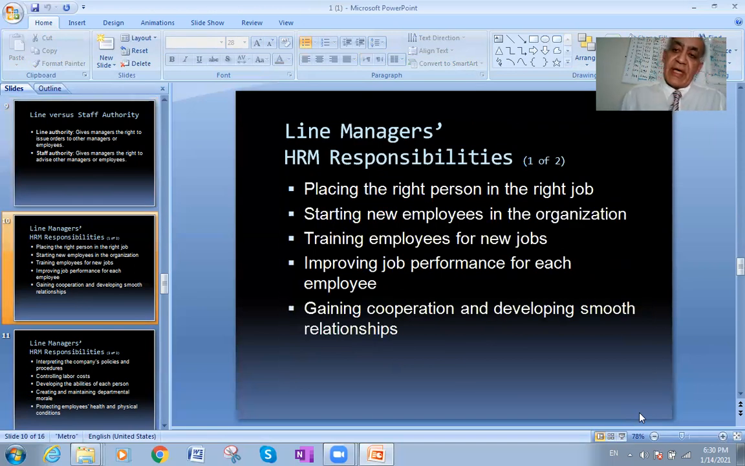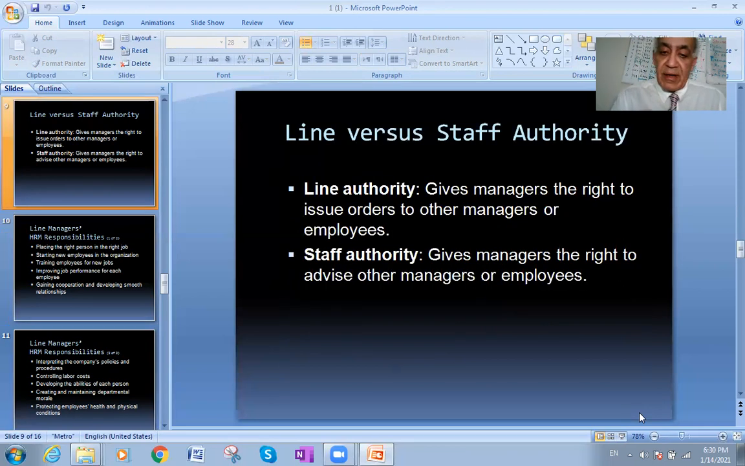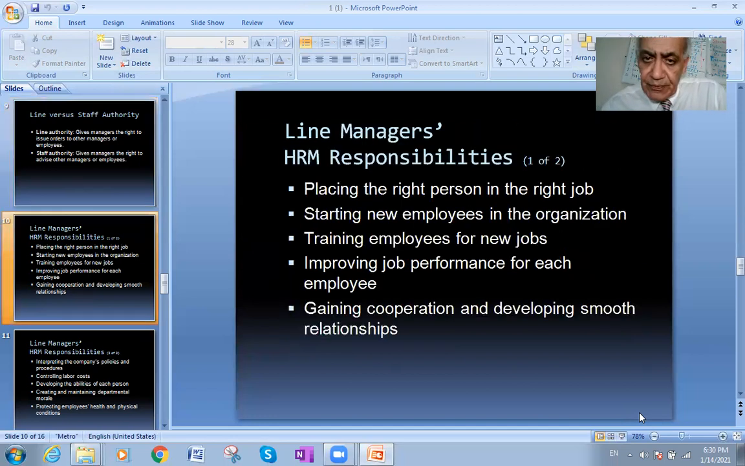So you have to obey the one who's in line authority, but you do not have to obey the one who's in staff authority. You are not forced to obey the staff authority because they have only the right to advise, and you can take his advice or not. It's left up to you.